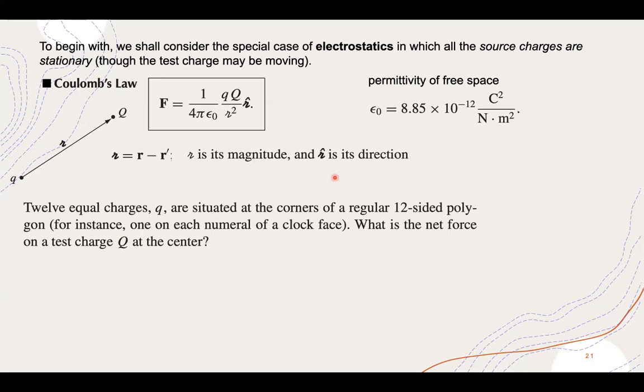Okay, so now let's suppose we have 12 equal charges Q, which are situated at the corners of a regular 12-sided polygon. For instance, let's say these are sitting on the numerals of a clock face. So what should be the net force on a test charge Q at the center? Can anybody give me an idea?